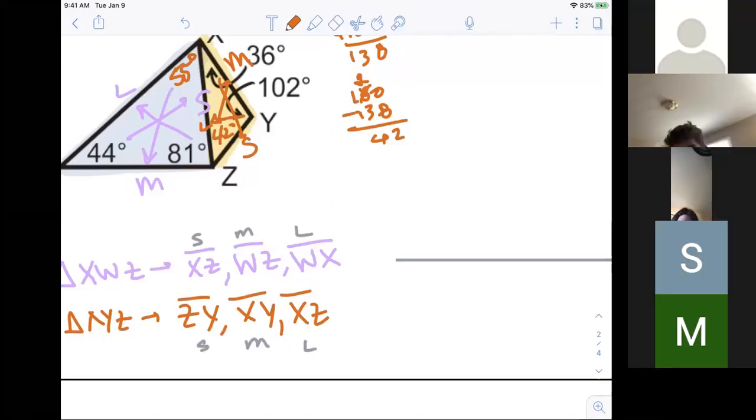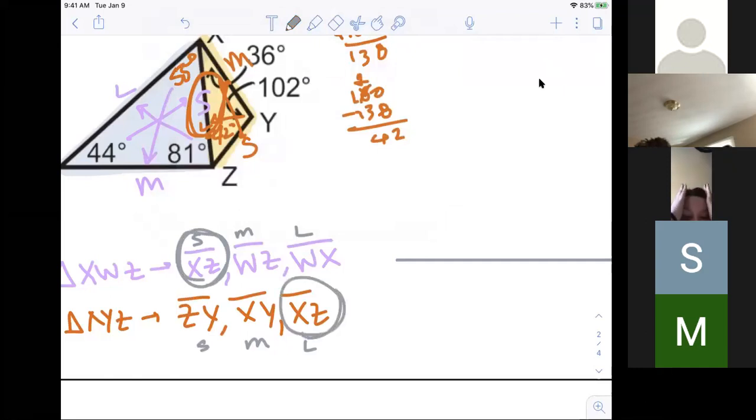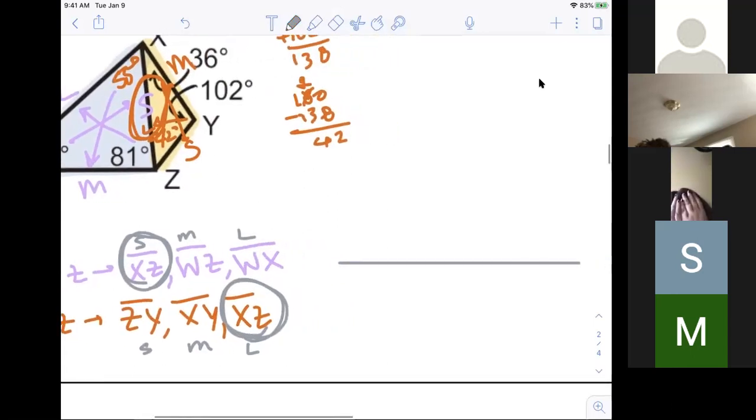Isn't it reflexive property for X and Z? Good, I have XZ in both of them. I've got a reflexive line right here. Why is that helpful, Maddie? Doesn't it mean the lines are the same? They're the same. And that means I've got an XZ in this triangle and an XZ in this triangle. It's the smallest in one and it's the largest in the other.